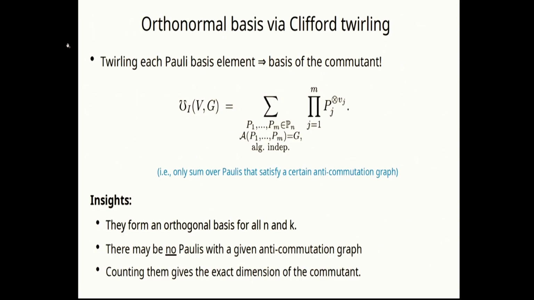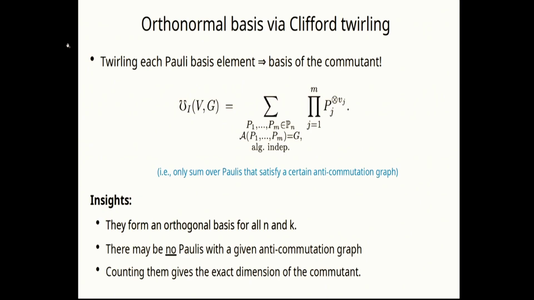Additionally, we can see when the dimension gets smaller. If we make n smaller, the reason why the dimension of the commutant decreases is because there just doesn't exist a set of Paulis that satisfy a given anti-commutation graph. For instance, if the anti-commutation graph is empty, so all Paulis need to commute, we know that on n qubits you can at most have n stabilizers. So if m was n plus 1, then this would vanish to be the 0 operator, and thus of course not contribute to the dimension.